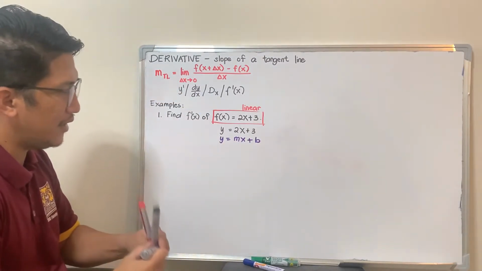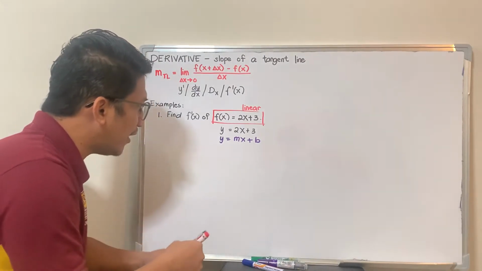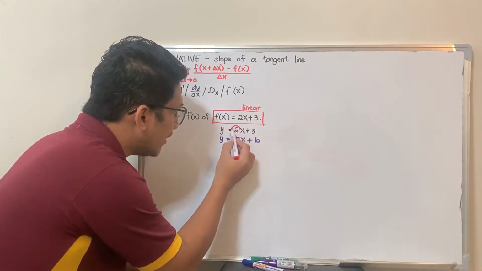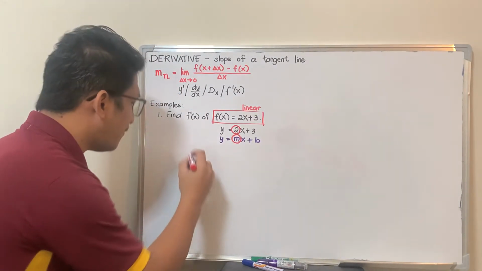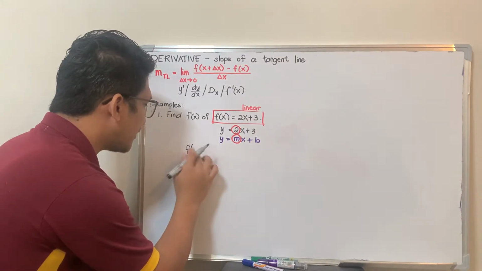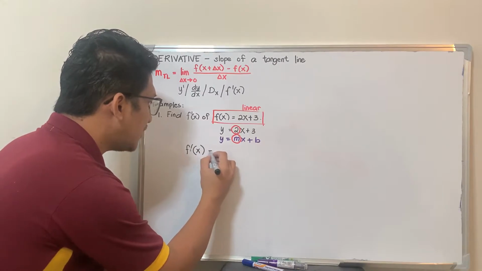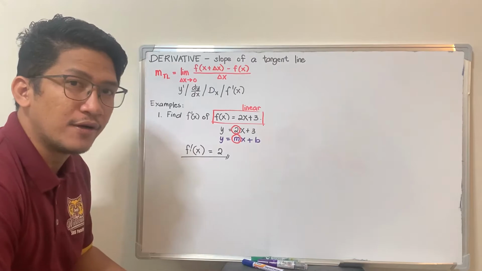Hopefully you still remember the concept. So that is already the answer. It's simple. f prime of x, therefore, is just equal to 2. That's it. There's no need for you to solve further.